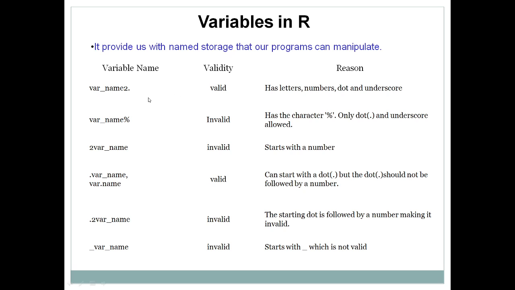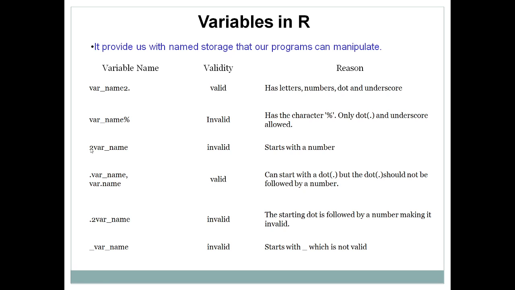So in R, you can declare your variable with the help of alphabets, digits, an underscore and a dot. Suppose I declare a variable var_name2. It's a valid variable. Why? Because it has letters, a number, a dot and an underscore. But var_name% is an invalid one, because percent is a special character which is not allowed. In R, only dot and underscore are allowed.